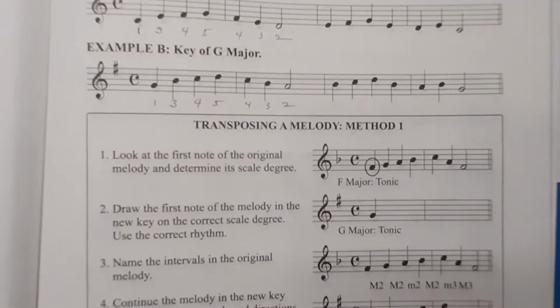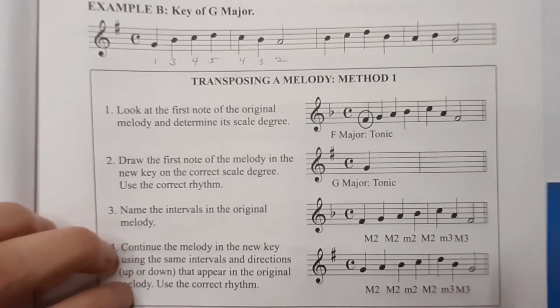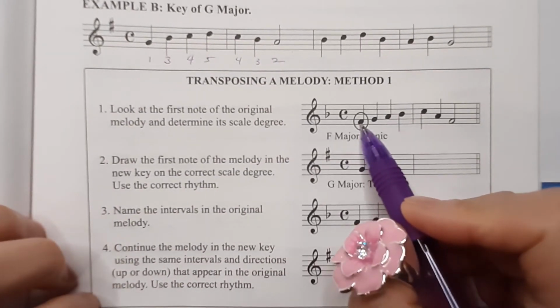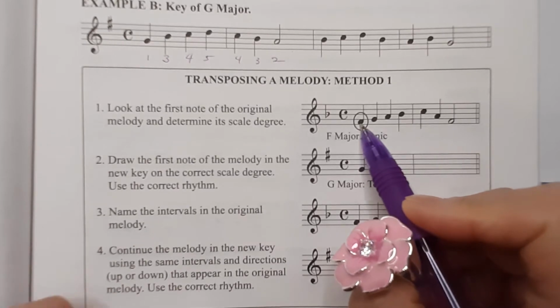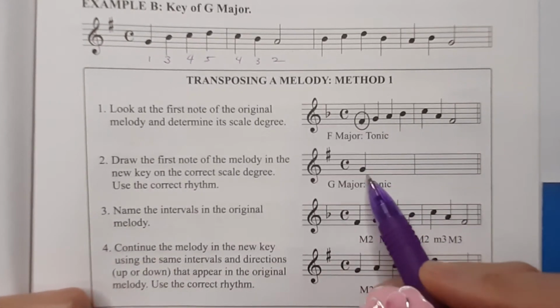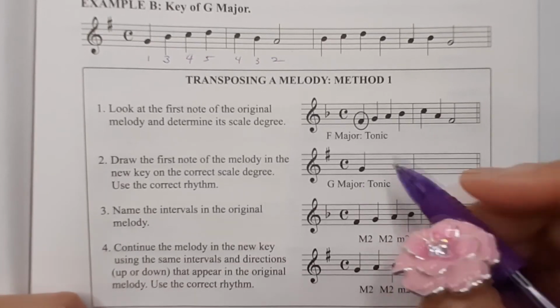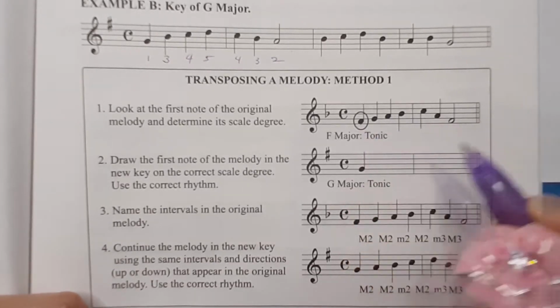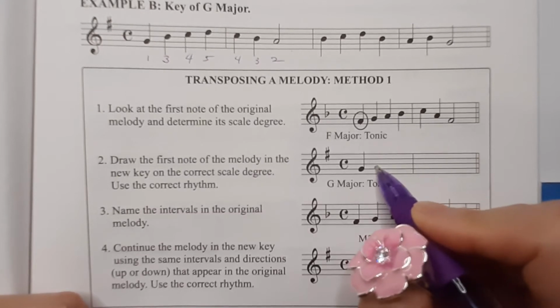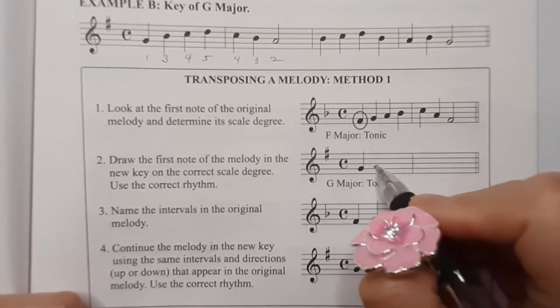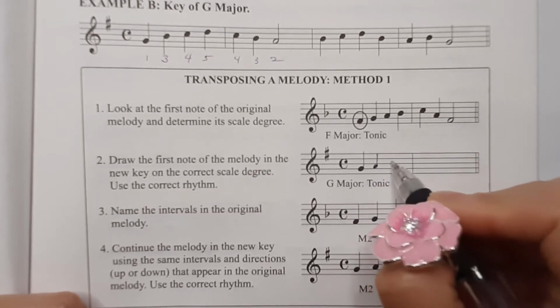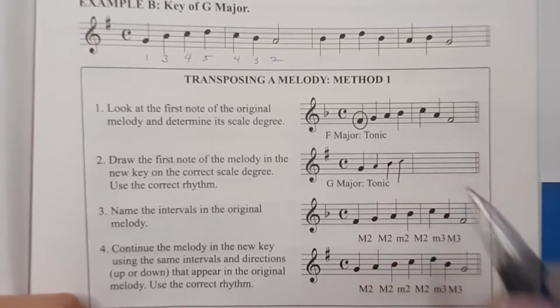Okay, here. Then we'll do some exercise here. Now, in the key of F major, it starts on tonic, F. In the key of G major, again, tonic is G. Now, it's moving up by step. So you go F, G, A, B, right? So you go G, A, B, C. Do you get it?